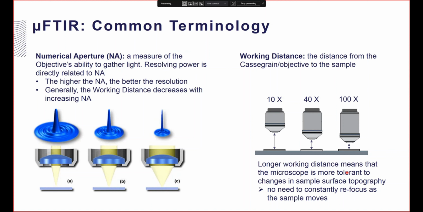If we have an objective with a very good or long working distance, we are more tolerant to changes in the sample surface topography, and we don't need to constantly refocus as we move around the sample.